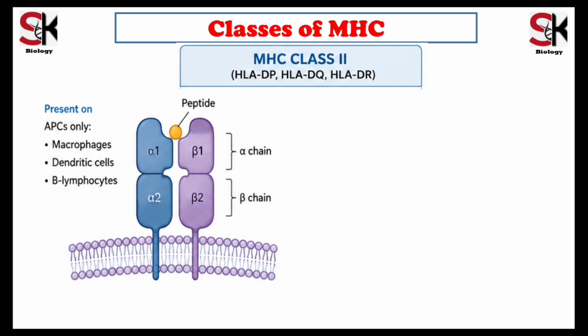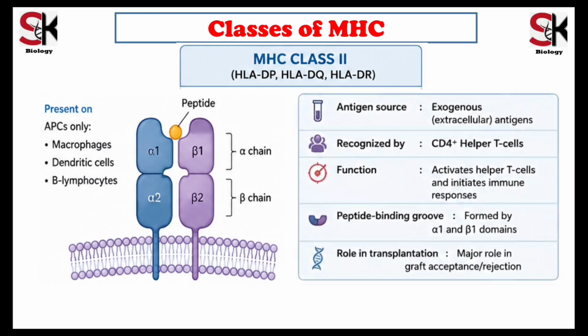It contains 2 alpha chains and 2 beta chains. The antigenic peptide is represented at the tip of the MHC2 molecule. The antigenic source for MHC2 molecules is exogenous antigen, meaning antigen that enters from outside the cell. These are recognized by CD4 plus helper T cells. The main function of class 2 molecules is they activate helper T cells and initiate the immune response.